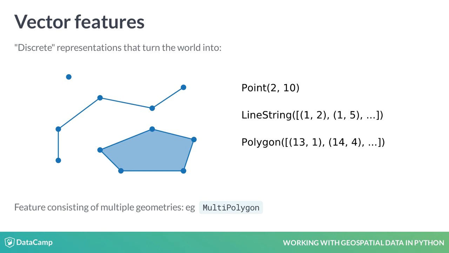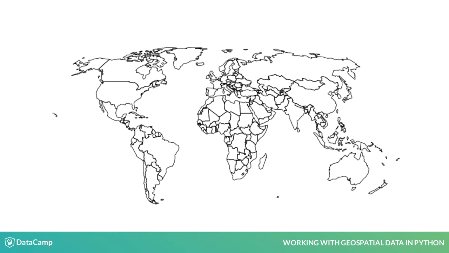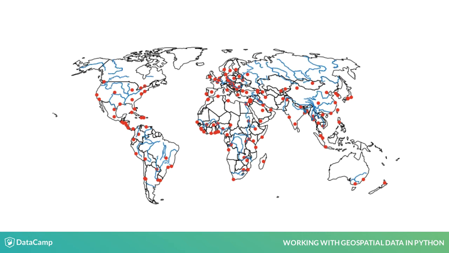Let's give a real-world example illustrating those types of vector data. You can represent the countries of the world as polygons, shown here on this figure. Now, we add the locations of megacities as point features. Finally, we add some of the largest rivers of the world as lines.